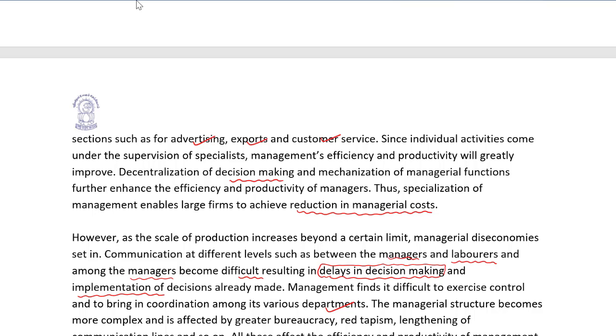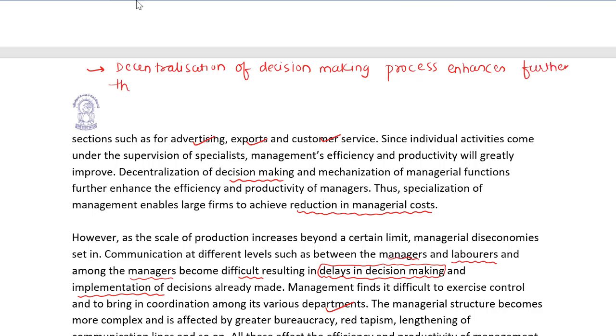Just write these 2 points about managerial economies. Decentralization of decision making process enhances further the efficiency and productivity of managers.